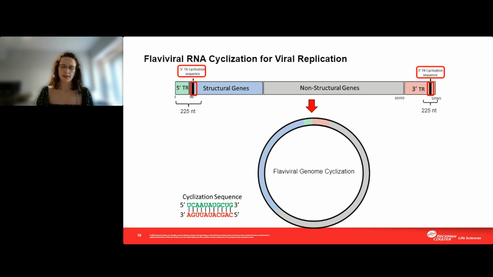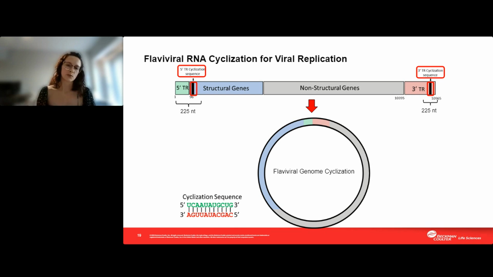So for this study, what was done is that we took a 225 nucleotide section of the 3' UTR as well as a 225 nucleotide section of the 5' UTR, plus a little bit of the structural gene, because the cyclization sequence is found inside of the structural gene at the 5' end.